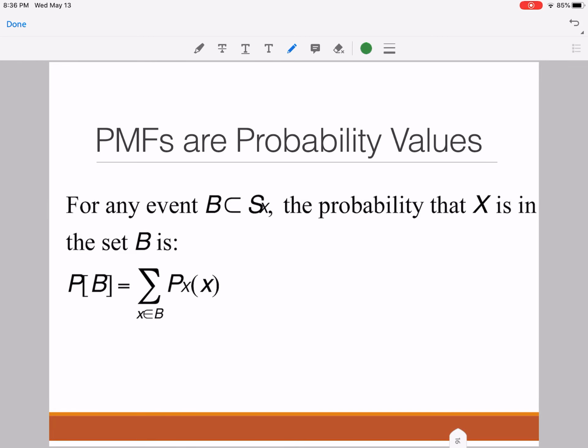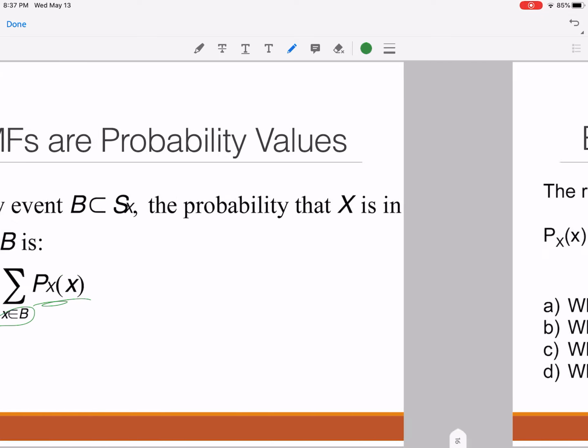We can use probability mass functions to calculate probabilities of different events. So let's say that I have event B, which is naturally going to be a subset of the sample space. To find the probability of event B, all I need to do is add the probability mass functions for those values of X that belong to B. I'll plug the values of X that belong to set B into this probability mass function and add them all together, and that's going to give me the probability of set B.